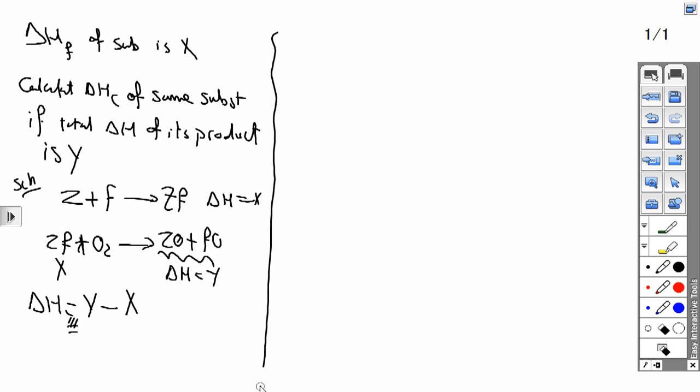Okay, the second way to calculate the delta H is using Hess law. We use Hess law if the reaction doesn't happen in one step. What does it mean? If the reaction happens in more than one step, Hess law states that to calculate the overall enthalpy of a certain reaction, we get the sum of delta H of the individual steps. This is Hess law.